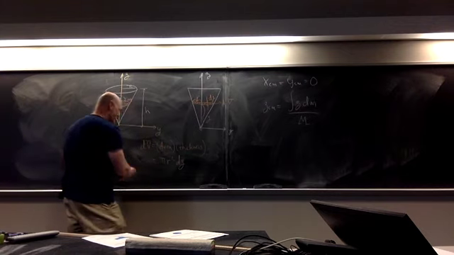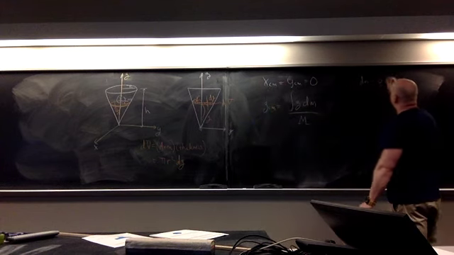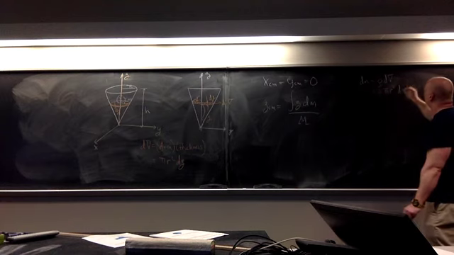So my differential mass, dm, is equal to the density times that differential volume, which is the same thing as the density times pi times the radius r squared times dz.